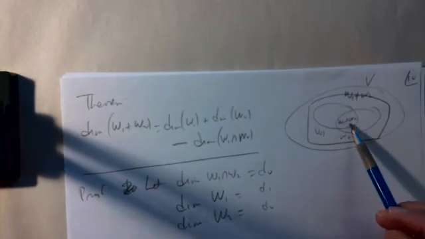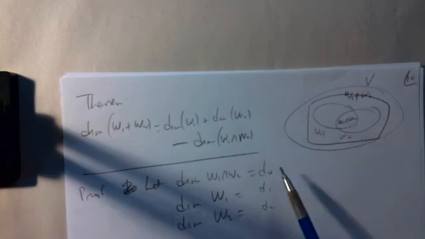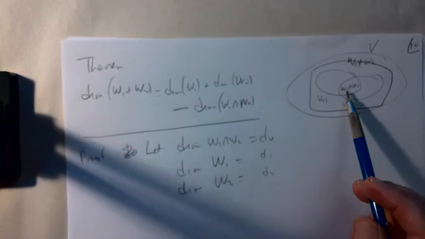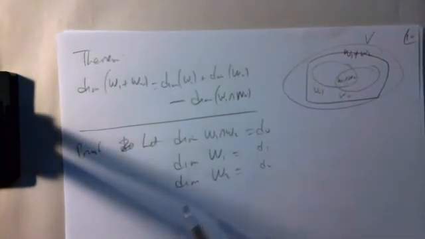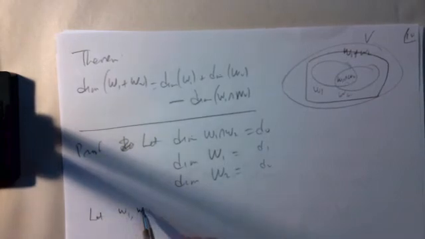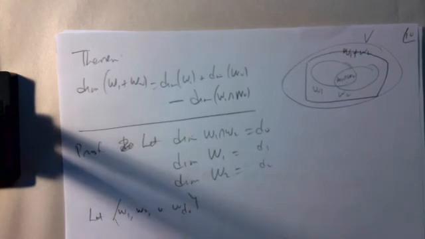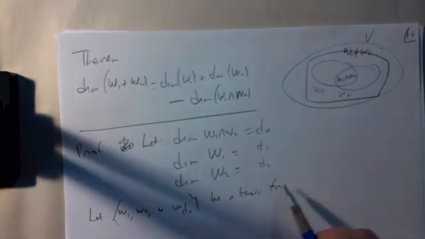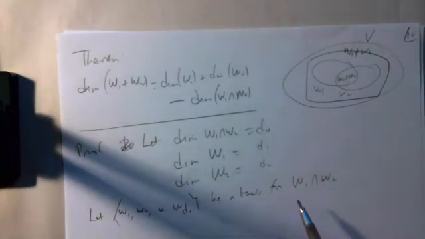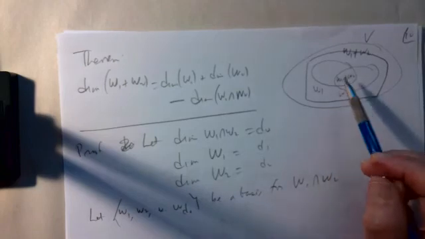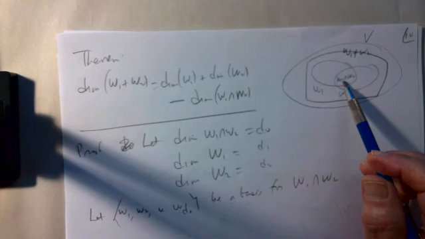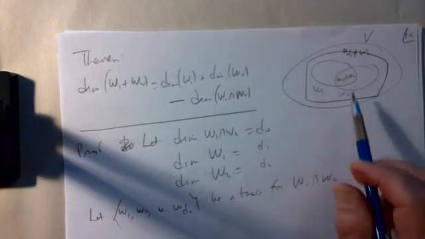So to say the dimension of W1 intersect W2 is d0 means there's a basis for the intersection with exactly d0 vectors. So suppose we let w1, w2, up to w_d0 be a basis for W1 intersect W2. Now, we proved if you have a subspace of a vector space and a basis for the subspace, you can extend it to a basis for the whole space.